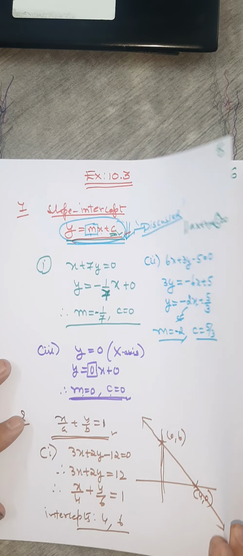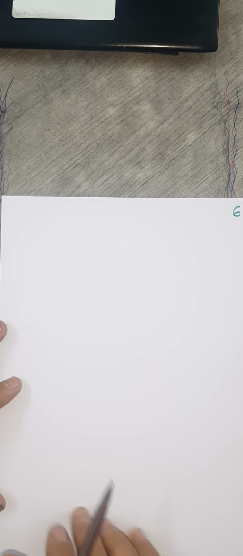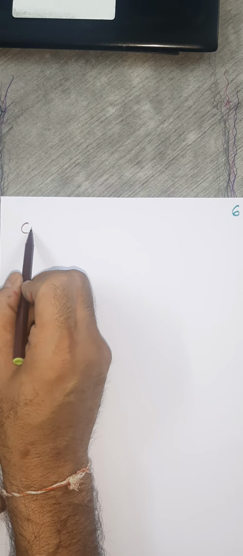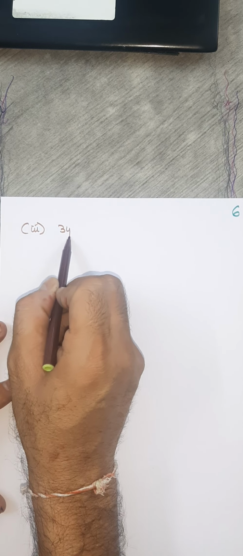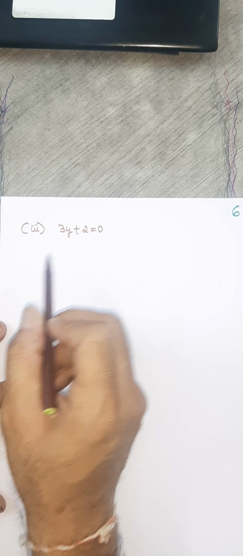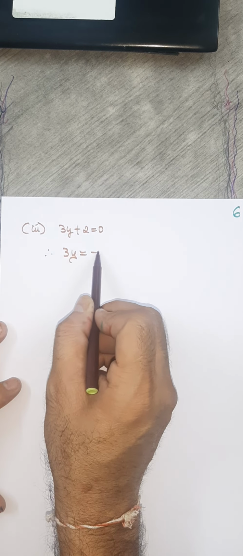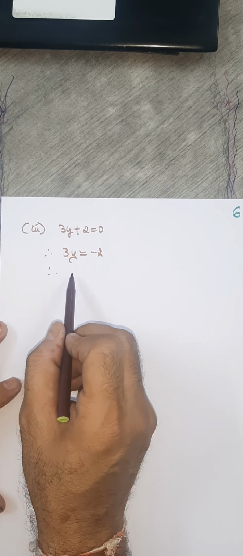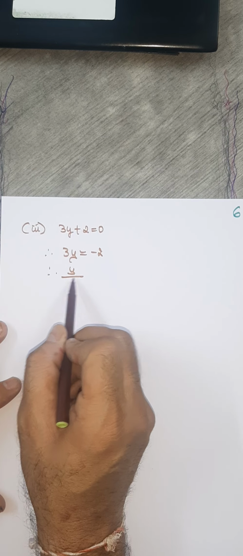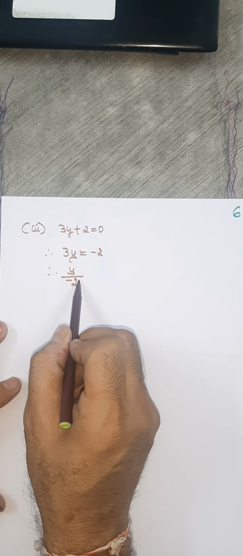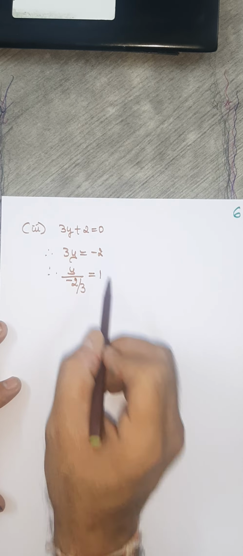What about the third sub question? The second you can do very easily. The third sub question is 3y plus 2 equals to 0. So we'll write 3y, and I'll take the constant on the other side, minus 2. I'll make the right side 1, so 3y here minus 2, and that coefficient I'll take down, equals to 1.